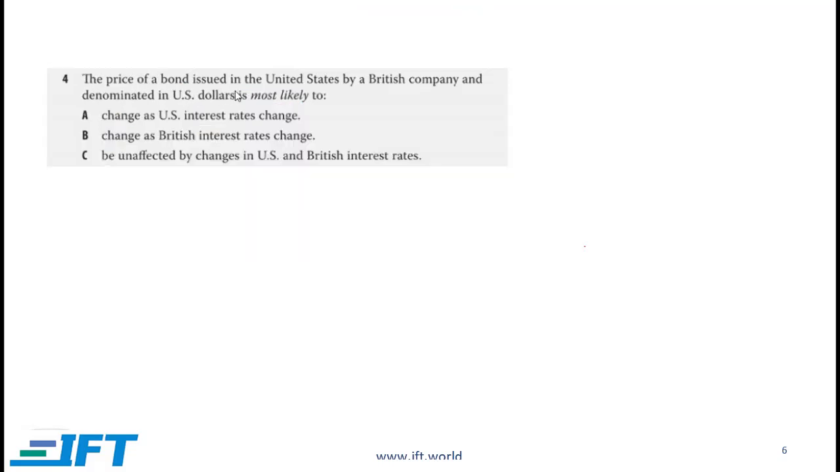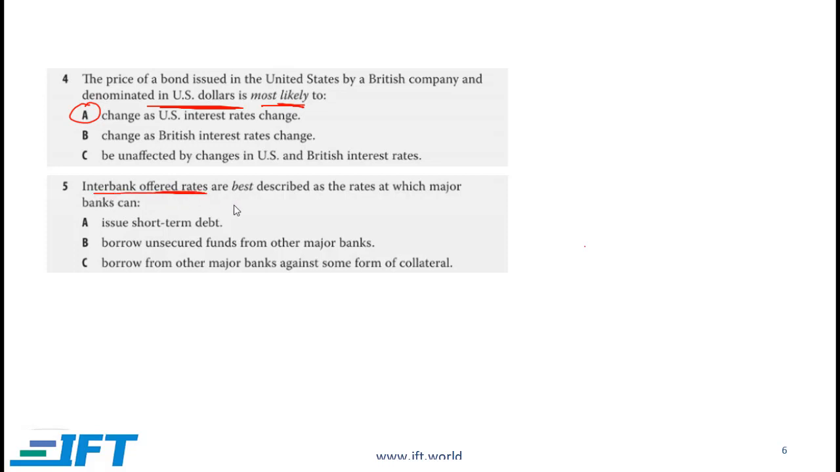The price of a bond issued in the United States by a British company and denominated in US dollars is most likely to change as US interest rates change, British interest rates change, unaffected by interest rates. Since this is denominated in US dollars, it is going to be impacted by US interest rates. So the best answer is A.